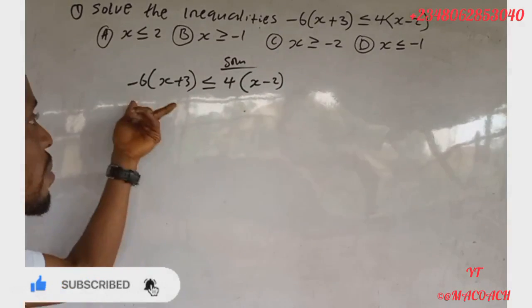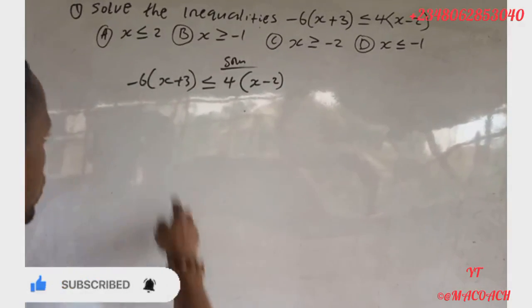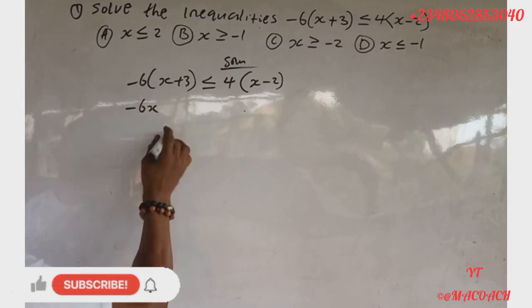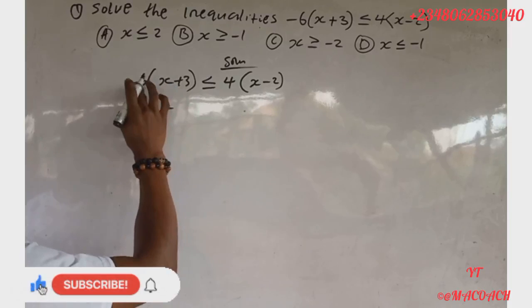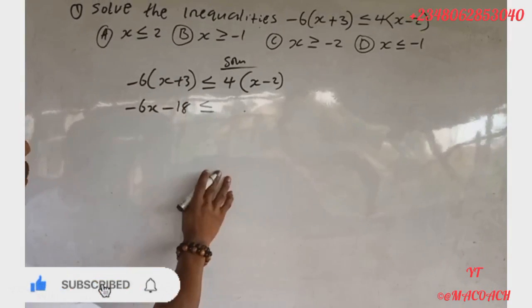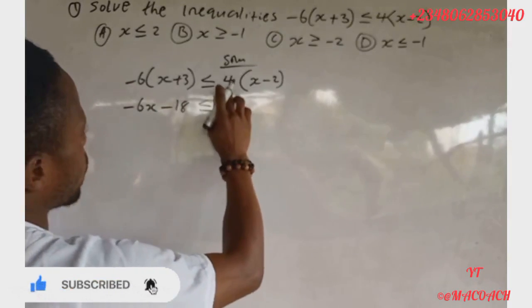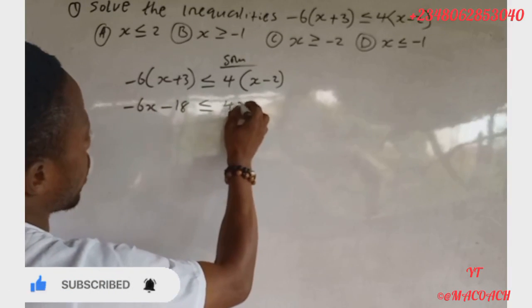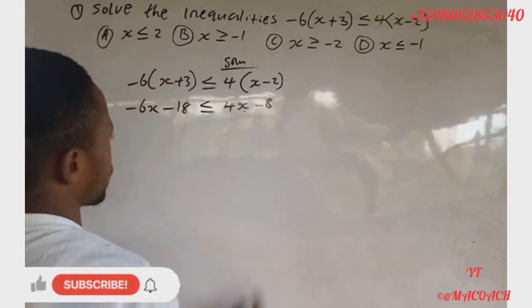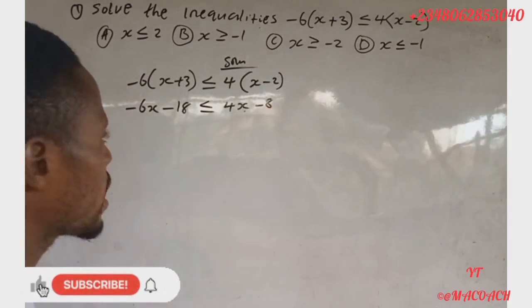Let's open both sides, this bracket and this bracket. Minus 6 times s gives us minus 6s. Minus times plus, minus 6 times 3 gives us minus 18, less than or equal to. 4 times s is 4s, and 4 times minus 2 is minus 8.